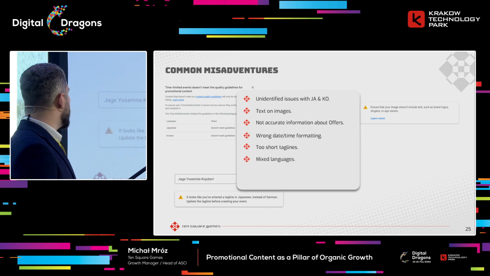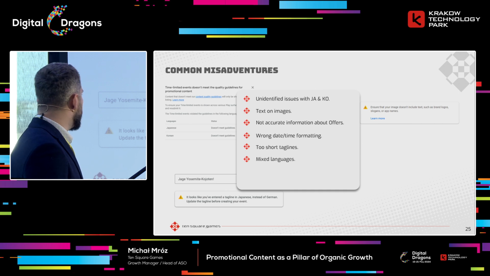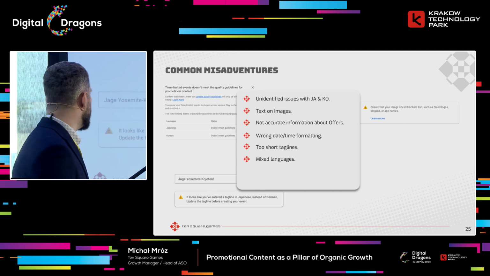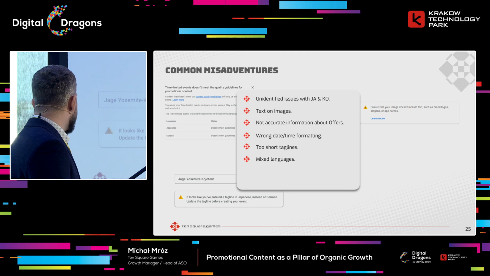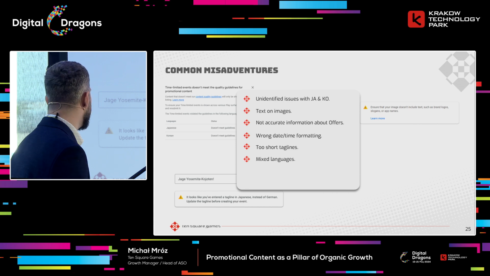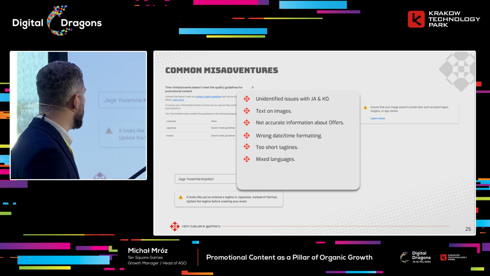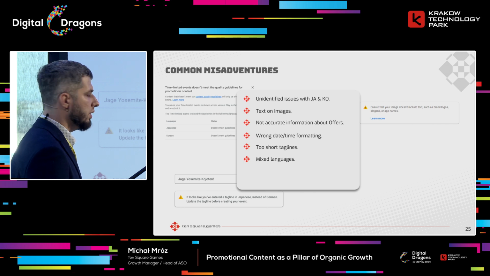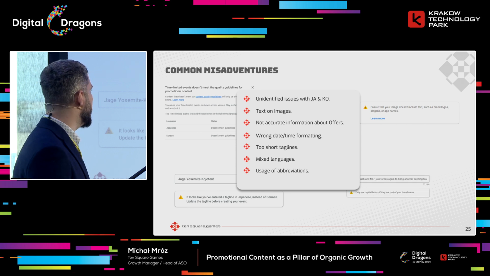Then mixed languages, and this is an interesting example. Sometimes Google's automatic review thinks that your language is not what it really is. So, for example, here we have "Jage Yosemite Coyoten", which is German for "hunt a coyote from Yosemite". But for some reason, Google review thought that it's in Japanese. I don't know why. The resolution for these issues is just to add more text in German, and then it solves the issue.